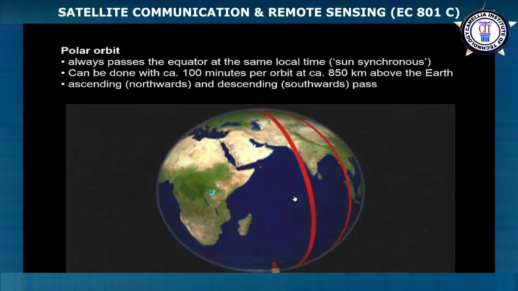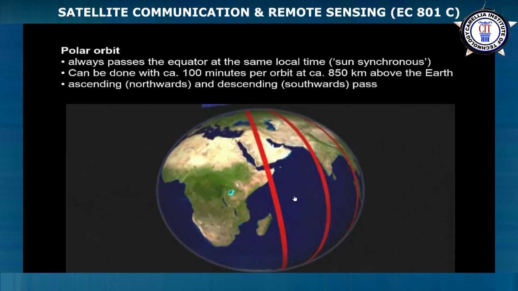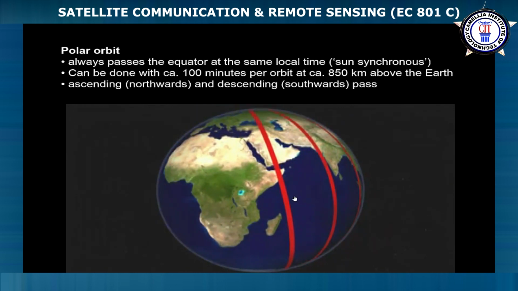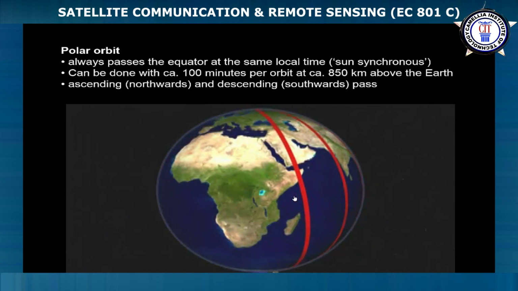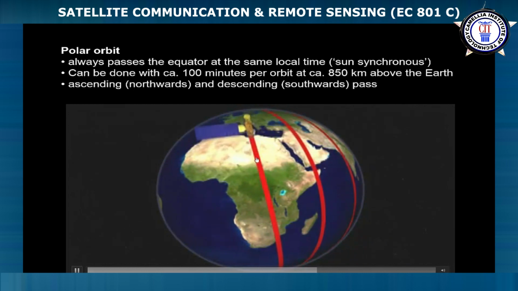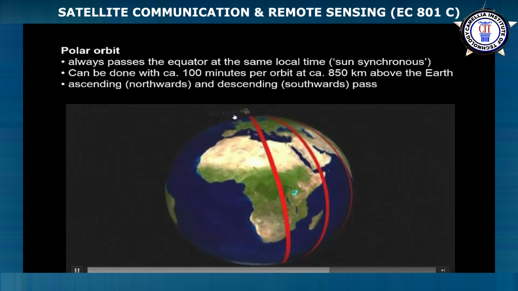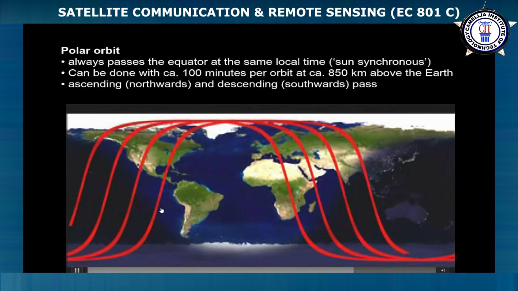On the other hand, the polar orbit always passes the equator at the same local time as it is sun synchronous. It can be done with 100 minutes per orbit at 850 km above the Earth. It always has an ascending track, that is northwards, and a descending track, that is southwards.